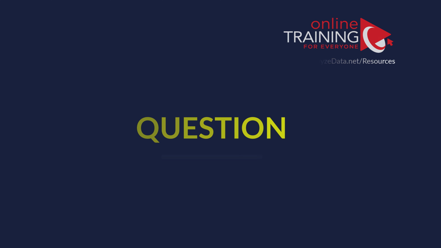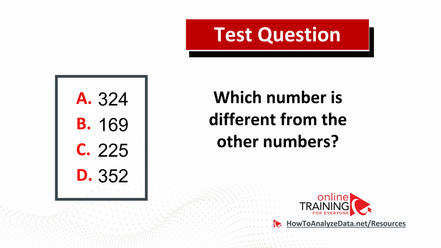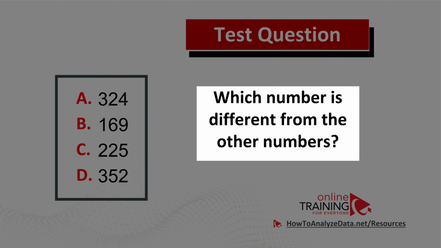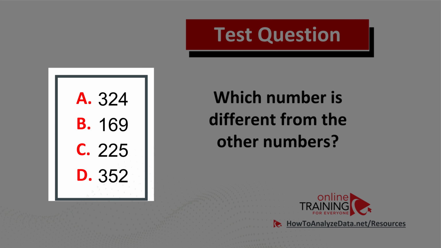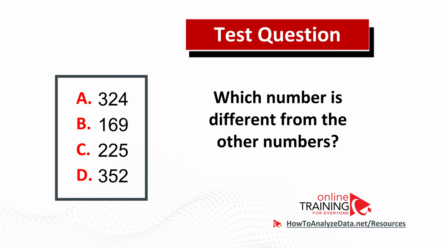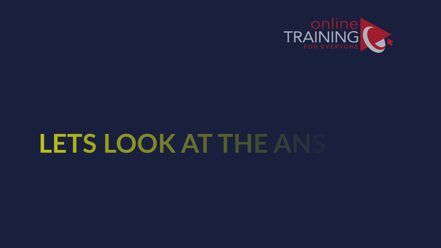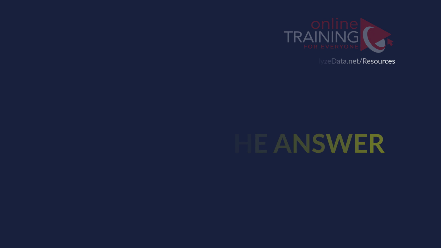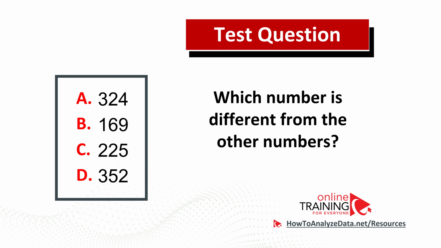Let's look at the interesting and tricky question you frequently see on the test. Which number is different from the other numbers? And you have 4 different choices. Choice A, 324. Choice B, 169. Choice C, 225. And choice D, 352. Do you think you know the answer? Now might be a good time for you to pause the video to see if you can come up with the answer on your own. Did you come up with the answer? Let's see if we can get to the solution together.